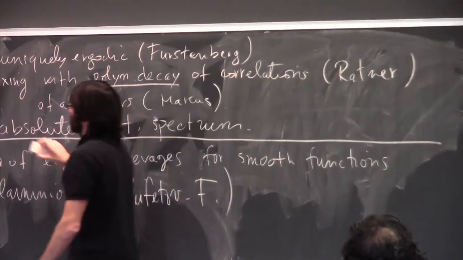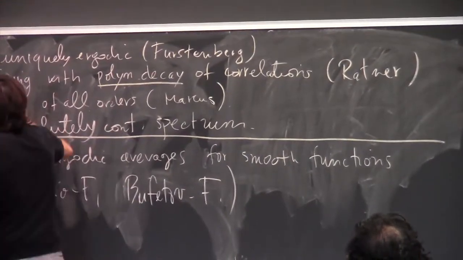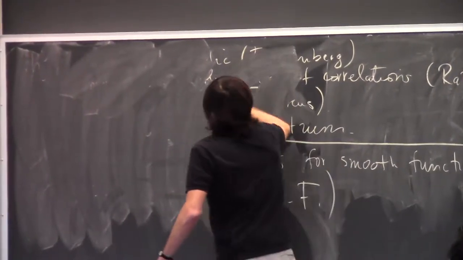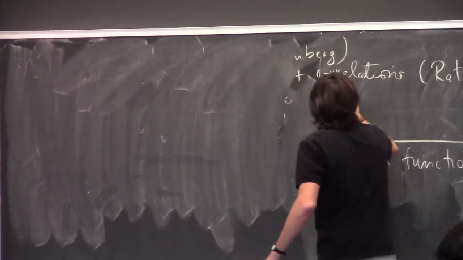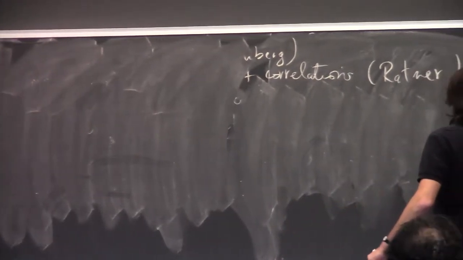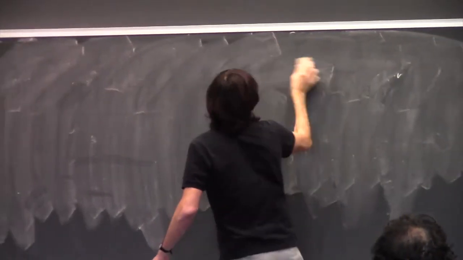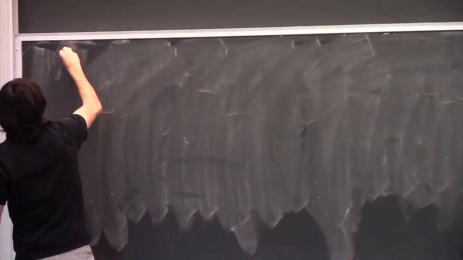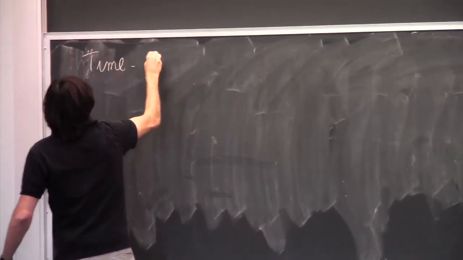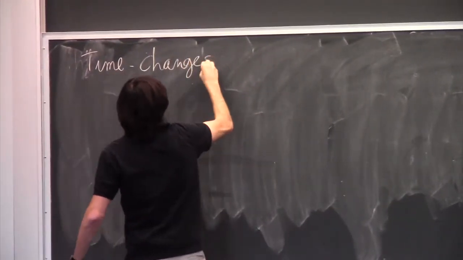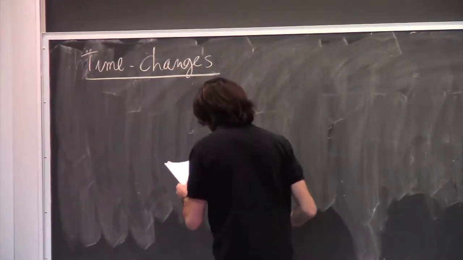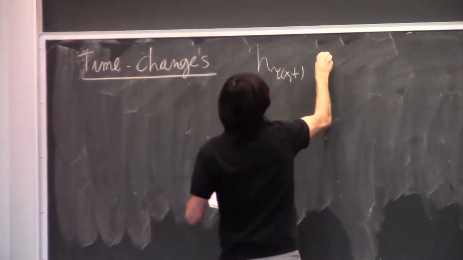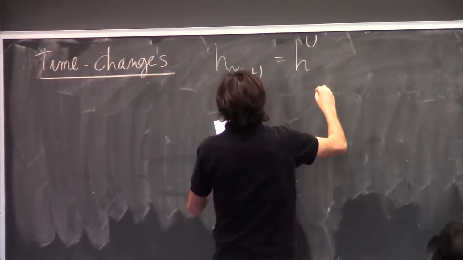So now the question is how much of this generalizes to time changes. This is the question we wanted to approach, and the answer that we find is that most of it, in fact, generalizes. So, summarizing the results, first of all, we look at time changes. Let me write this correctly: we look at h tau of x, t equals h tau of x t.